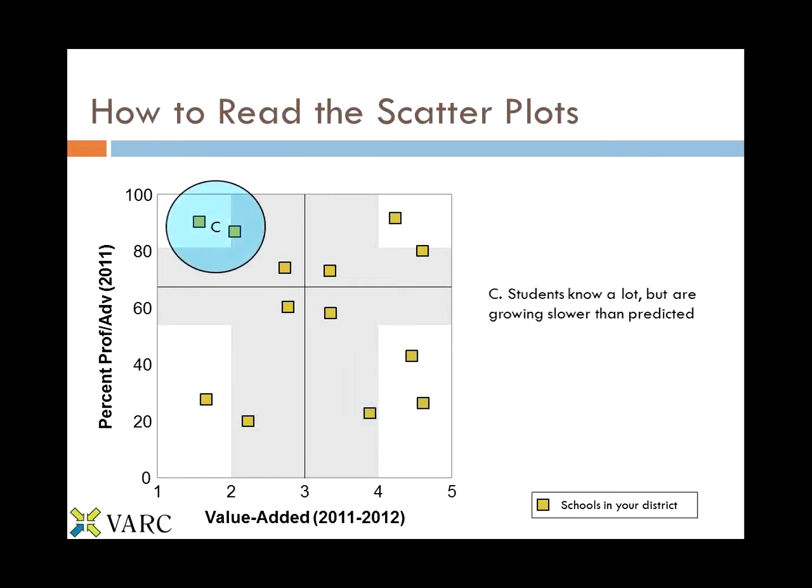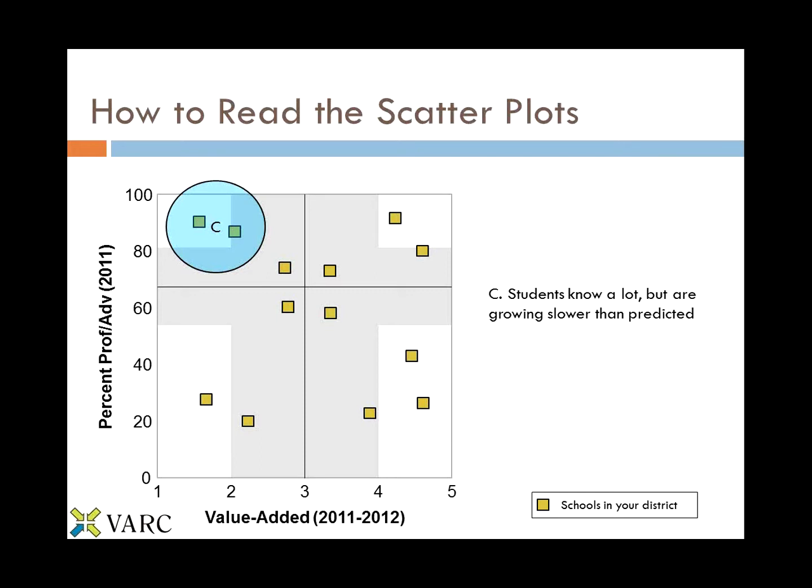Conversely, this is the hardest sell. This is where people tell us that our model's wrong, that we haven't controlled sufficiently for various things. This is where students know a lot, but the students are growing slower than predicted. So maybe a lot of my kids are proficient and advanced at this school, but we're the bearer of bad news that although your kids know a lot, they're really not growing as much as similar kids across the state. So we could be doing more. Maybe they're all proficient already, but there's still room to grow.